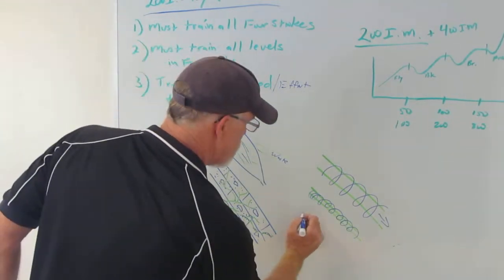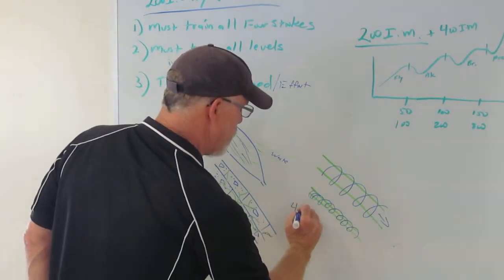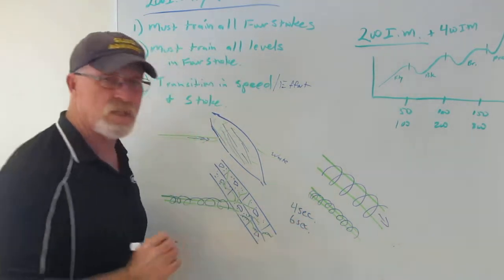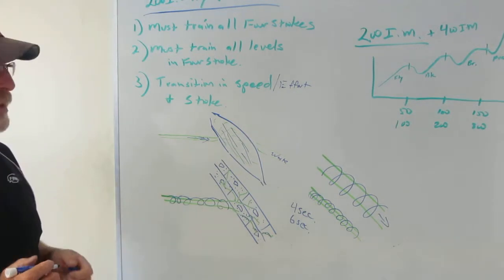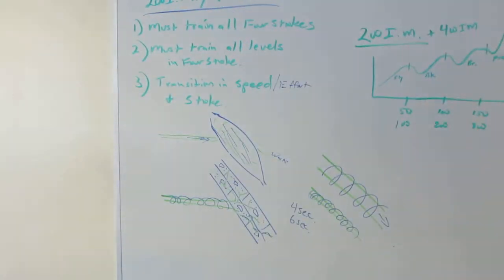This process takes, in individuals that are in very good shape, about 4 seconds, but generally it takes about 6 seconds for a person to change the shunting of this blood. Now, how does that apply to our IMs?